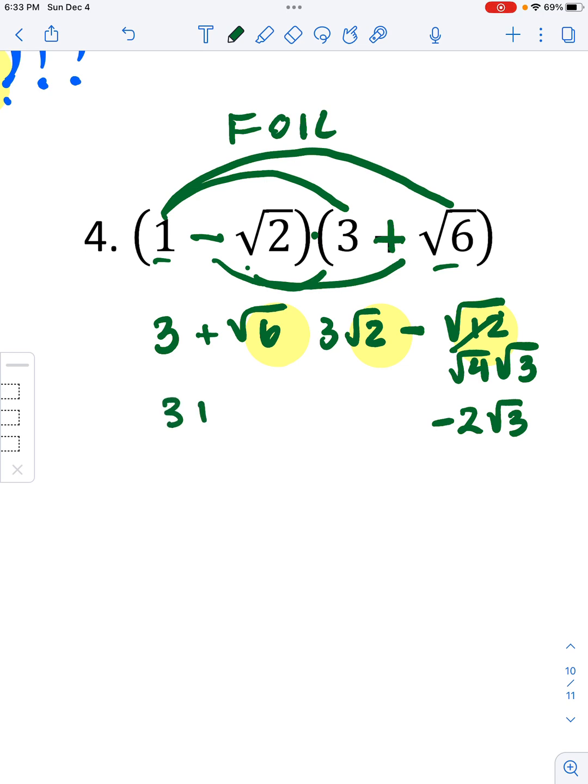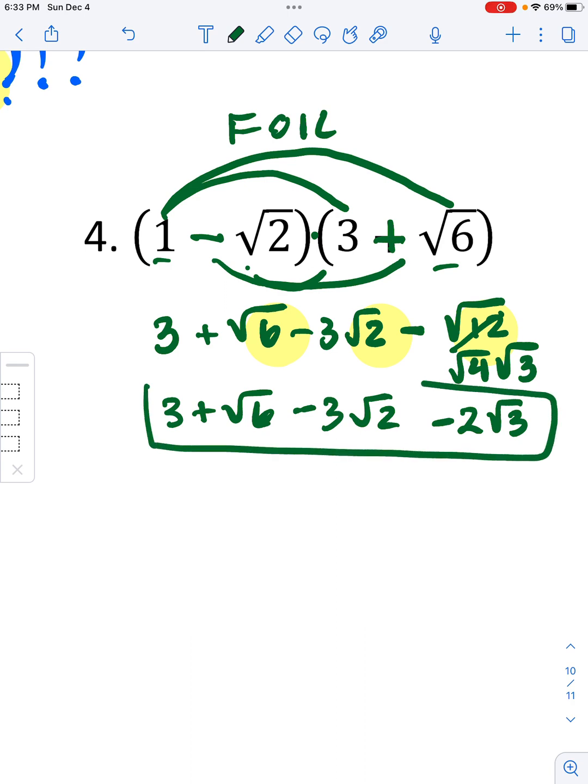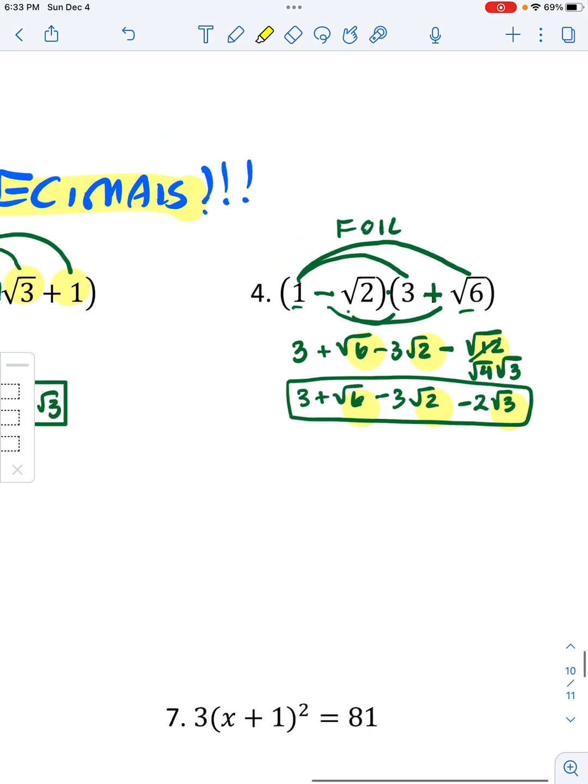Now when I'm looking at these, I kind of feel like I want to, hang on, I have to see whether that was positive or negative. Feel like I want to be able to put them together, but I can't, because the thing you check for adding and subtracting is if they have the same number under the radical. 6, 2, 3, not the same. So I can't put them together. So that long thing is my answer.